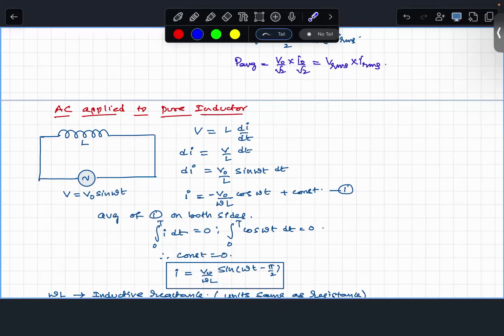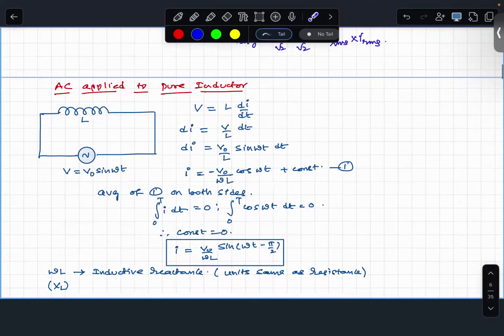You said that it is AC. You have applied V is equal to L di by dt. I can write di as V by L dt. I am the person operating the function generator, so I have the choice to select whatever function I want. I can set cos or I can set sin. So V is V naught sin omega t, di equals V naught by L sin omega t dt, and this time I is equal to minus V naught by omega L cos omega t.